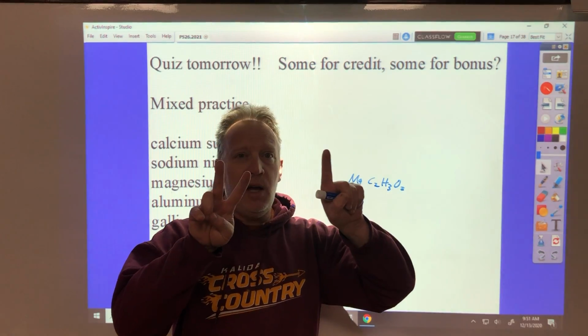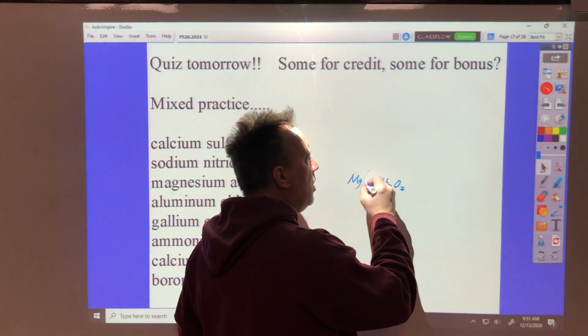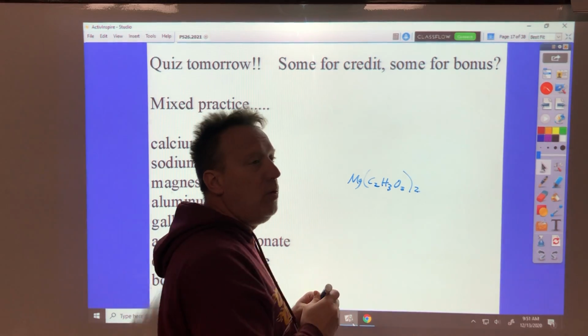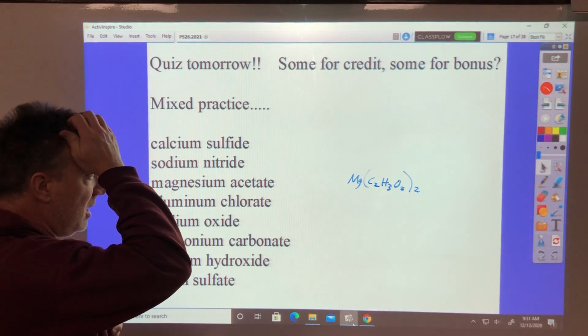Take 1, not a match. I need another acetate, so I need another one of the whole thing, so I have 2 of the whole thing. That's magnesium acetate.